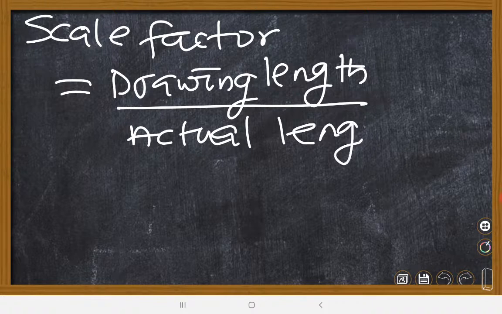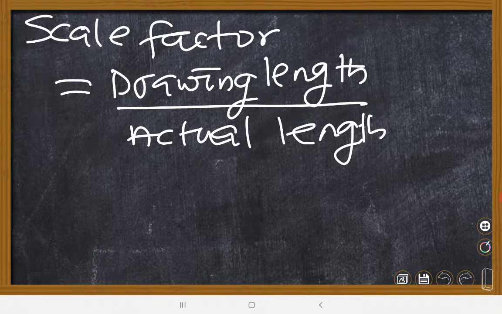Of course, this is a proportion, a ratio. So proportions have no unit, ratios have no unit. So scale factor is the drawing length, that is the length of the object you have enlarged or reduced, all over the actual length, the real length or the real measurement of the object.